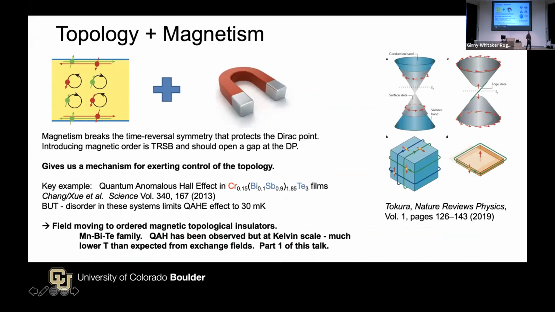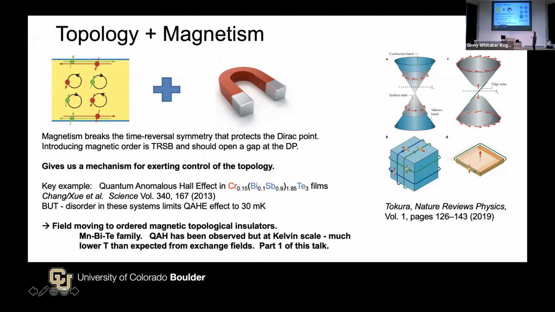Okay, so topology and magnetism. It's a really nice combination. Our community, of course, is quite familiar these days with topology that brings, for example, surface Dirac cones. But with magnetism, we break the time reversal symmetry that is one of the important protectors of many of these topological states. So by bringing magnetism in, we can exert control of the topology and the topological interactions, for example, by gapping these Dirac cones by breaking the time reversal symmetry.